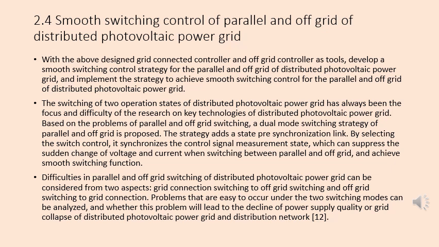Difficulties in parallel and off-grid switching of distributed photovoltaic power grid can be considered from two aspects: grid connection switching to off-grid switching and off-grid switching to grid connection. Problems that are easy to occur under the two switching modes can be analyzed, and whether this problem will lead to the decline of power supply quality or grid collapse of distributed photovoltaic power grid and distribution network.